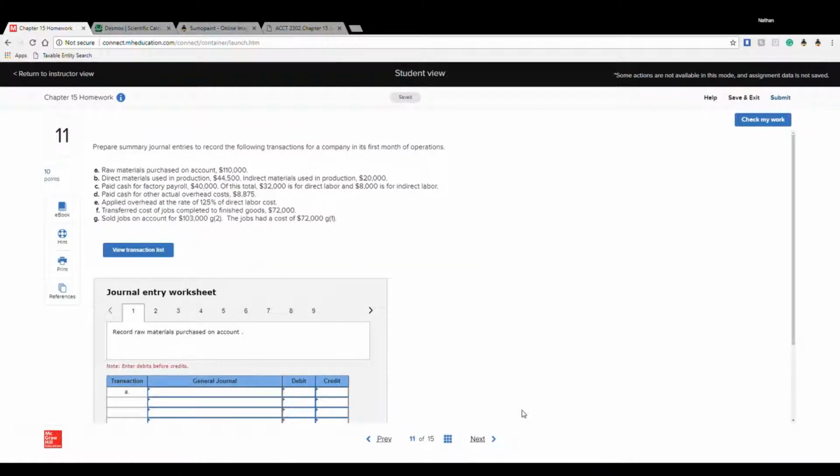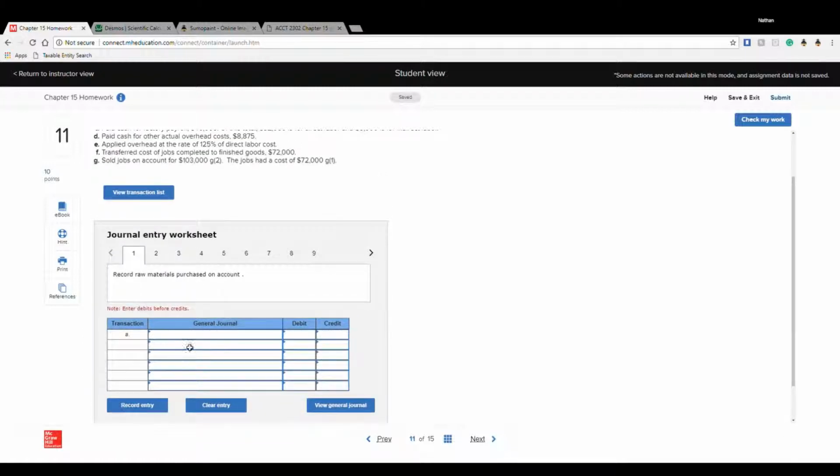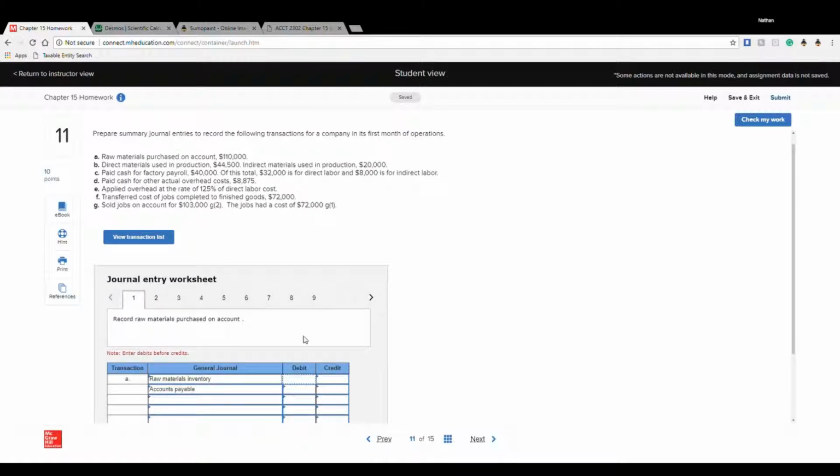Alright, so question 11. Again, multiple accounts, multiple journal entries that we got. This time we have 9 journal entries that we're going to end up doing. So let's start it off. Again, the purchase. This time again it's on account. So we know that journal entry has to be raw materials, accounts payable, 110, 123.